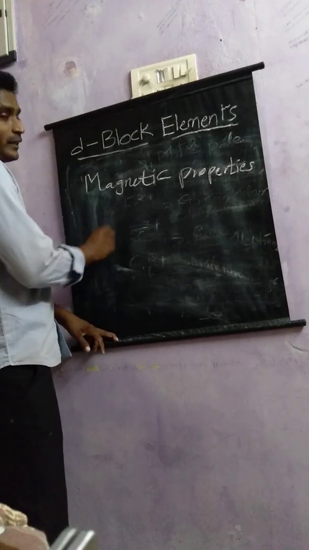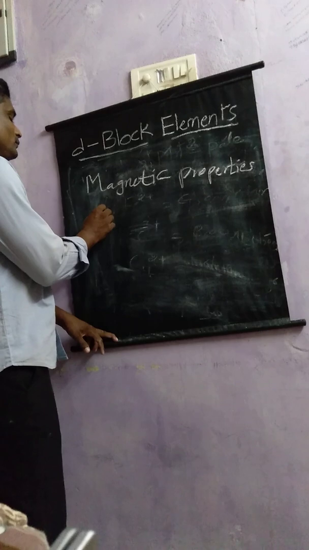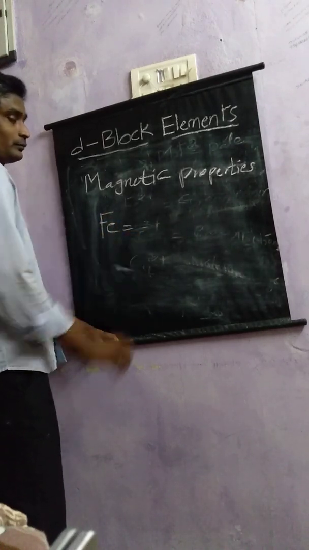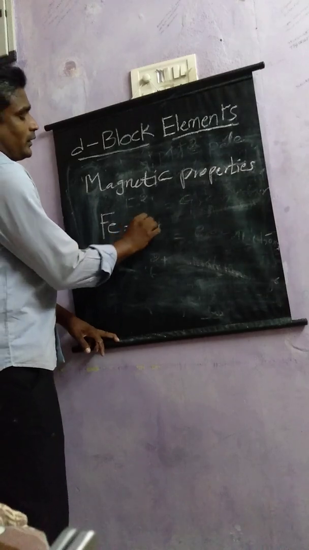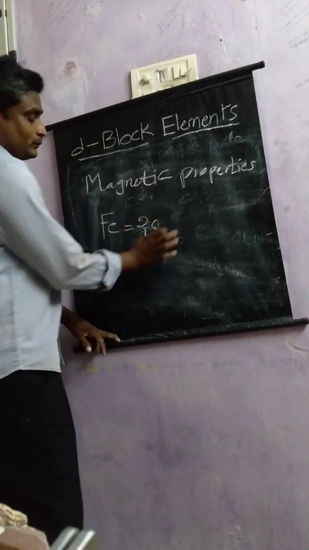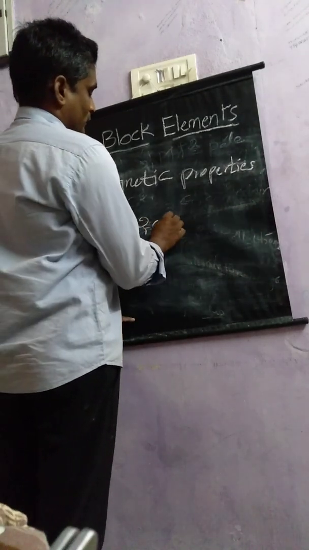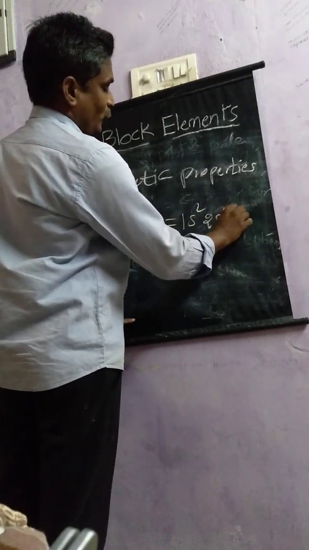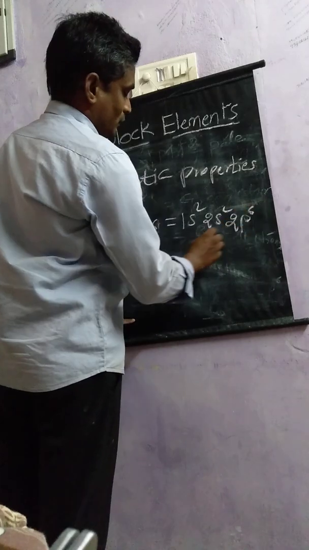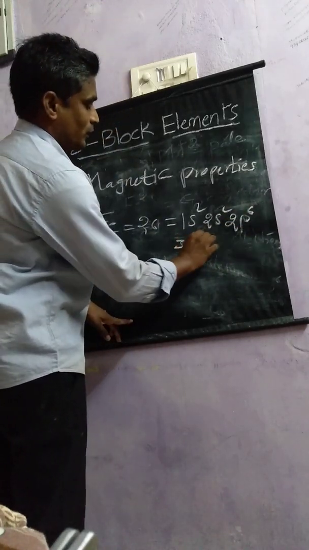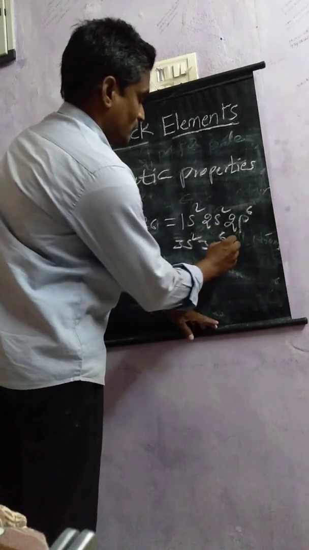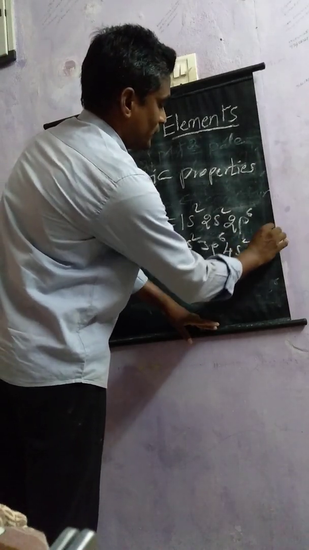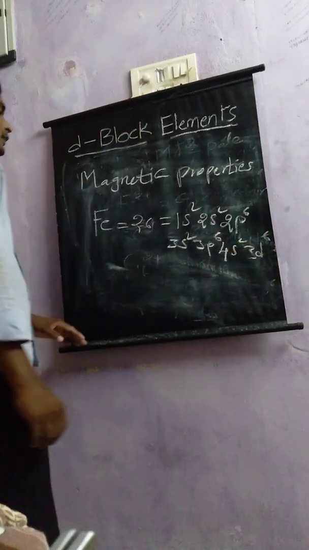See, if you take the case of, let us suppose, iron, atomic number is 26 and the electron configuration is 1s2, 2s2, 2p6, 3s2, 3p6, 4s2 and finally 3d6.